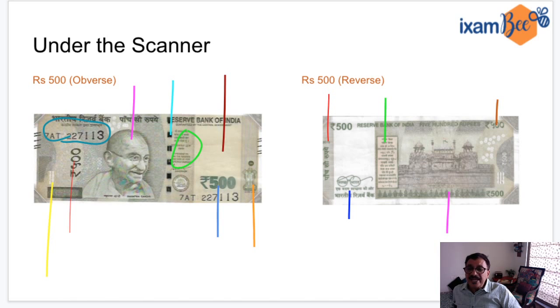You also will find a portrait here. I'll come to that later. Let's go to the next, which is the micro lettering, RBI Bharat 500. Now this is the thread that I was talking about, and on this thread there is micro lettering which says Bharat RBI.